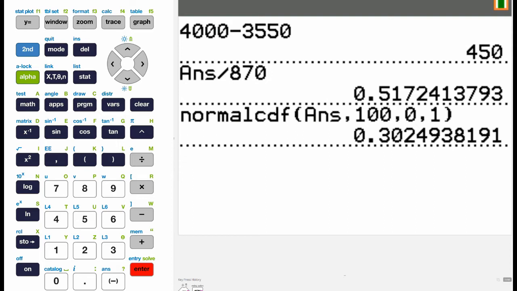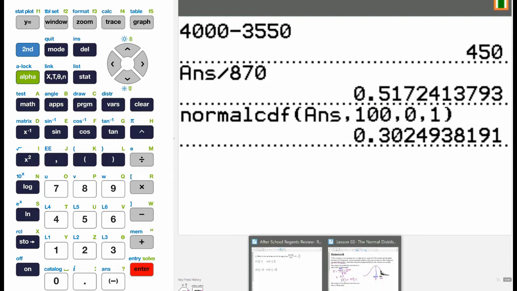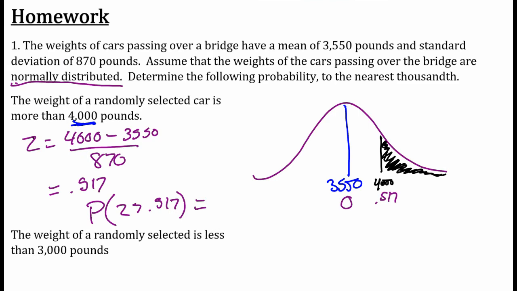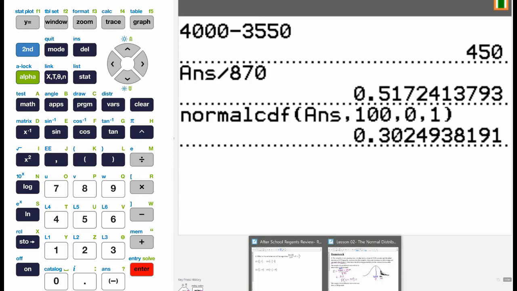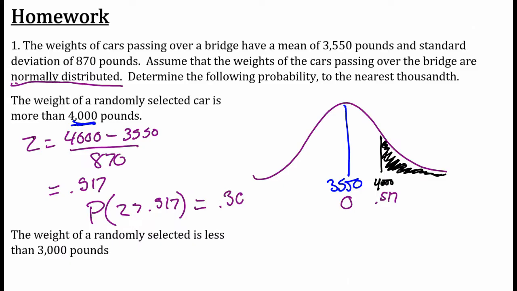So what's that probability to the nearest thousandth? Let's see what it said, round to the nearest 1,000, so 3 places. If I go 3 places, 0.302. So the probability of randomly selecting a car that's more than 4,000 pounds is about 30.2%. So this process always is sketch a picture, put the mean on there, see what value you need to deal with. I want more than 4,000, so I shaded above 4,000. I found my z-score, and then use the normal CDF.